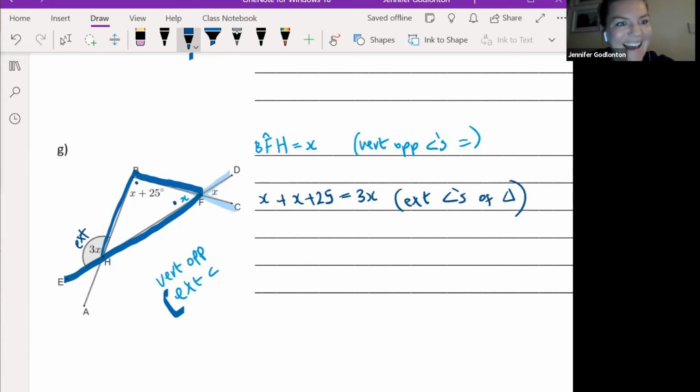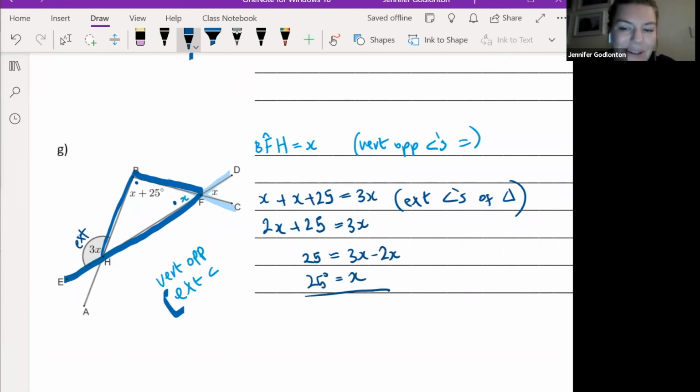How cool is that? So then 2x plus 25 is equal to 3x. So I'm going to move my 3x's onto one side, and so x is 25 degrees. This was like hot wings, straight on. So beautiful, guys. That is beautiful. Take screenshots, ask if you didn't understand.